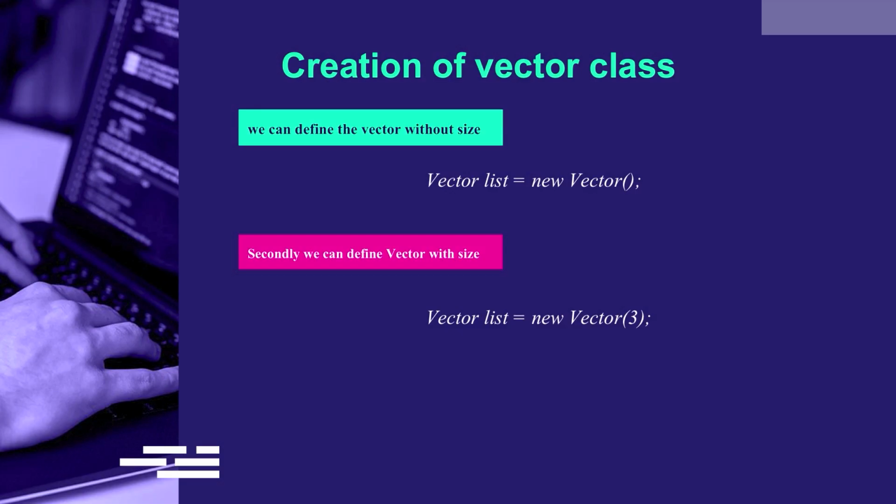How can we create a vector? There are generally two ways to create vectors. The first way is to define a vector without size: Vector list = new Vector(). New is the keyword used to create a new object. The default size of a vector is 10. Secondly, we can define the vector with size: Vector list = new Vector(3). So there are two ways of creating a vector.